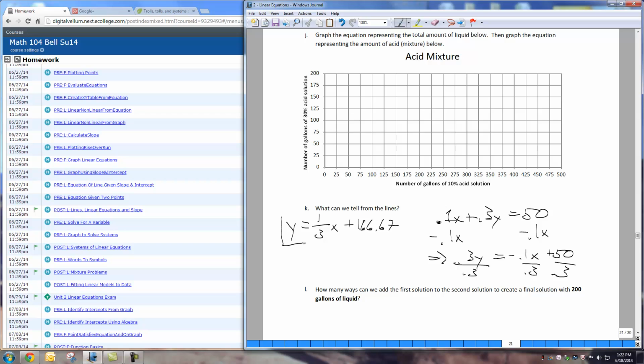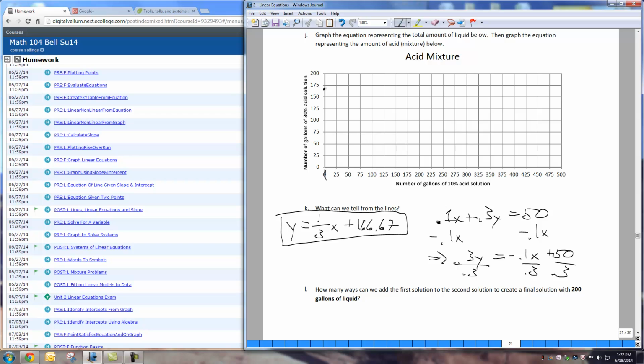So now let's interpret what this means. All right, graph the equation. Notice our y-intercept is 166.67. That means when x is 0, so when I use no 10% solution, it takes this many gallons of 30% solution to have 50 gallons of acid at the end. So this is about right here.